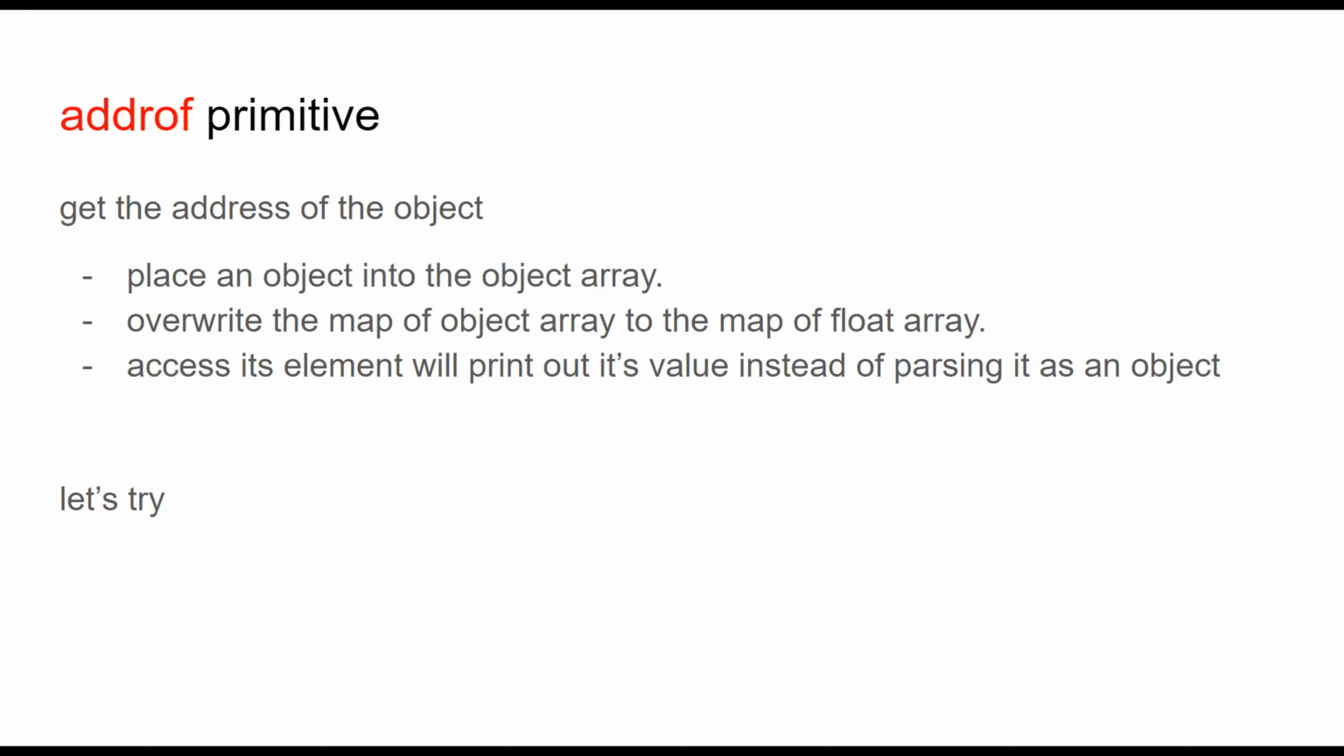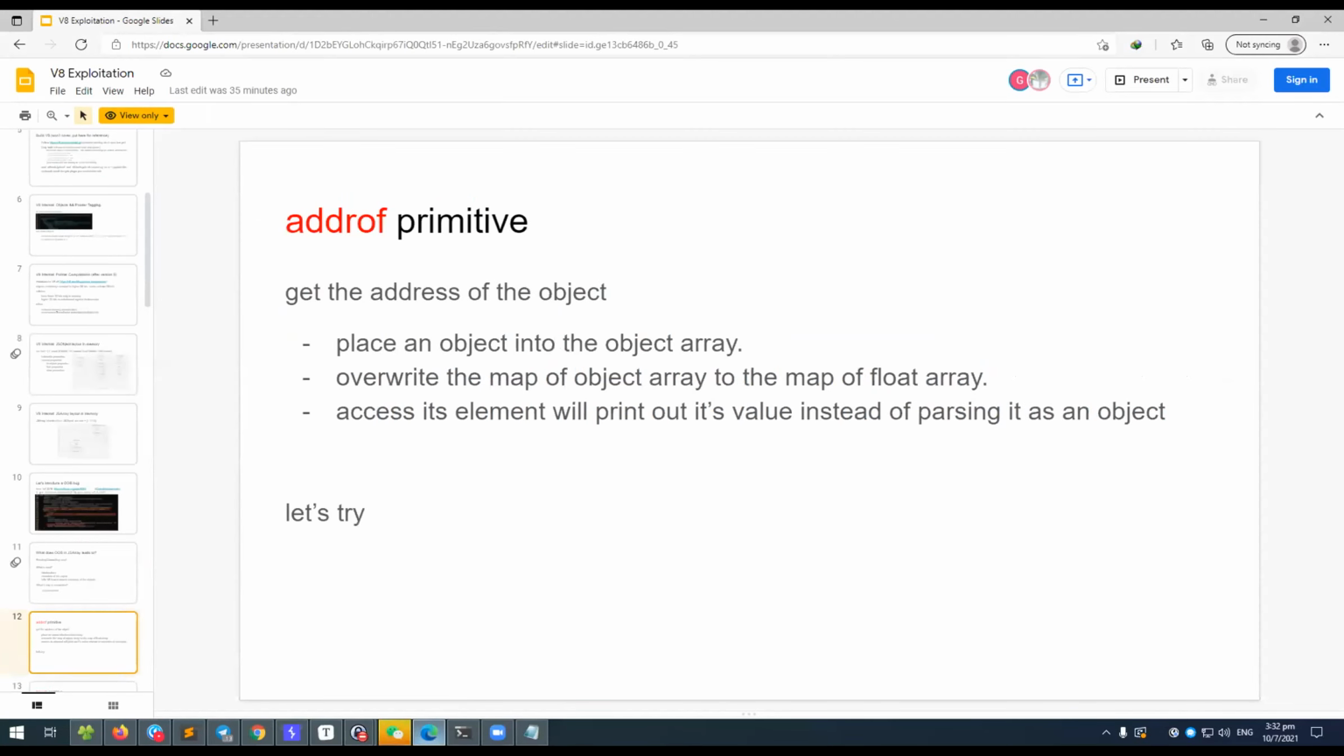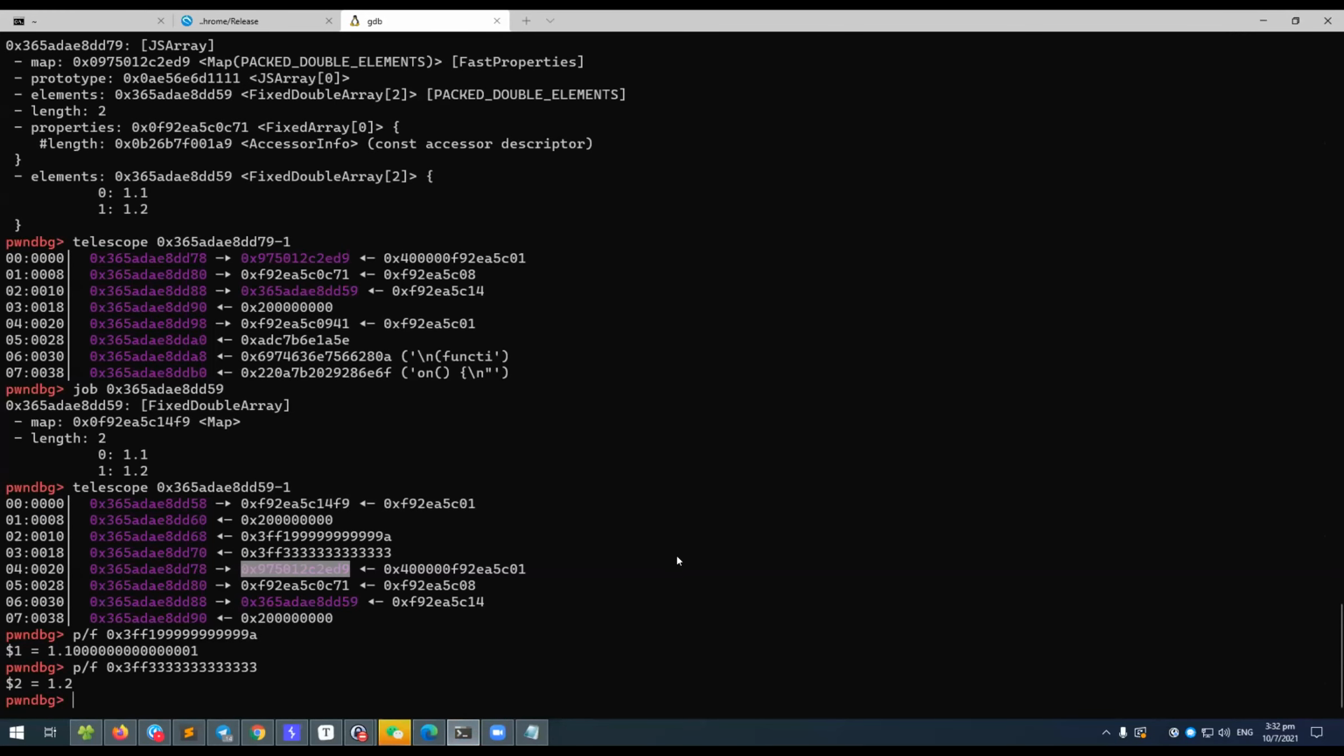print out the value instead of dereferencing the pointer of this object and printing out this value, which means it will give us the address of this object. It's a little bit confusing. I think I can demo here.